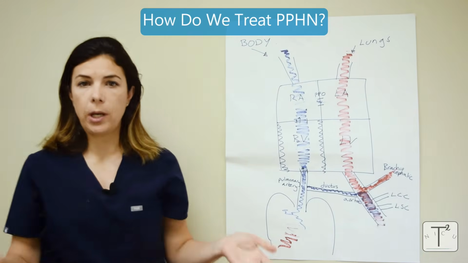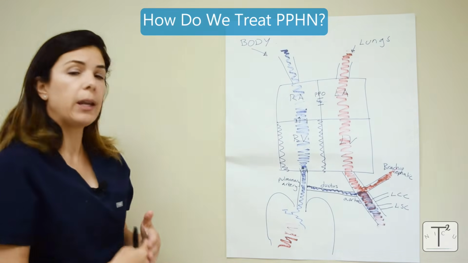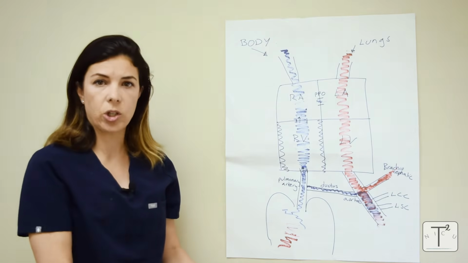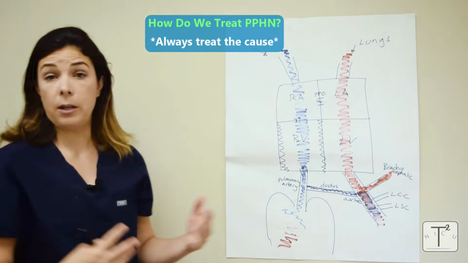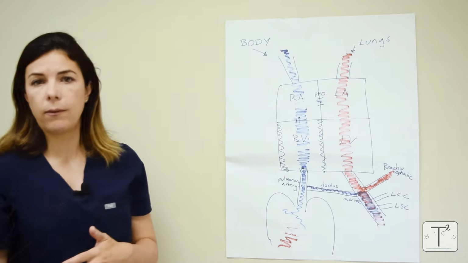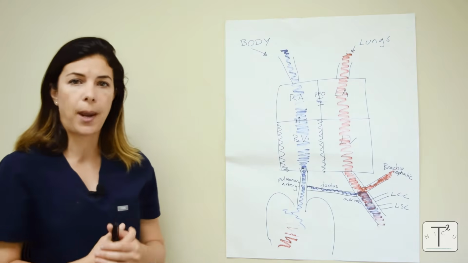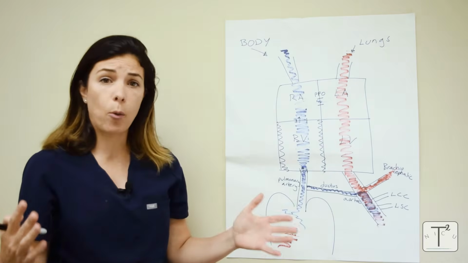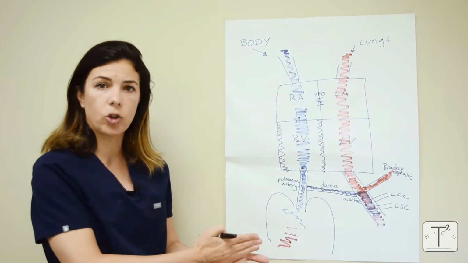So how do we treat pulmonary hypertension? Obviously, something is causing the pulmonary hypertension in the first place. So if it's an infection, we have to make sure that we're on antibiotics. If it's respiratory distress syndrome, we should be giving surfactant and the positive pressure that the baby needs. And whatever else is causing it is what we have to treat.